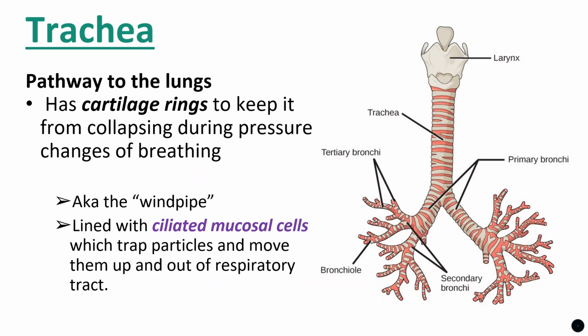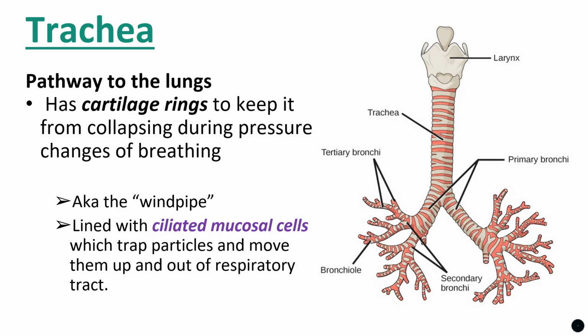So the trachea is going to be the first part of the lower airways. It is going to be the pathway to the lungs. It's going to have cartilaginous rings to help keep it from collapsing during the pressure changes from breathing. You will hear this colloquially referred to as the windpipe.